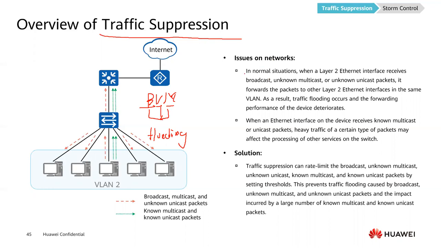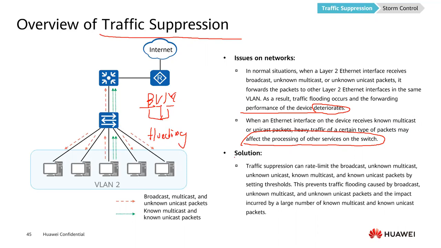We should know that in normal situations, when a layer 2 Ethernet interface receives broadcast and unknown unicast, we call it BUM traffic. It will forward the traffic to other layer 2 Ethernet interfaces in the same VLAN. As a result, traffic flooding occurs and the forwarding performance of the device is reduced. When an interface on the device receives known multicast or unicast, heavy traffic of a certain type of packet may affect the processing of other services on the switches. If you have experience, you should know that we need to limit BUM traffic on the interface.